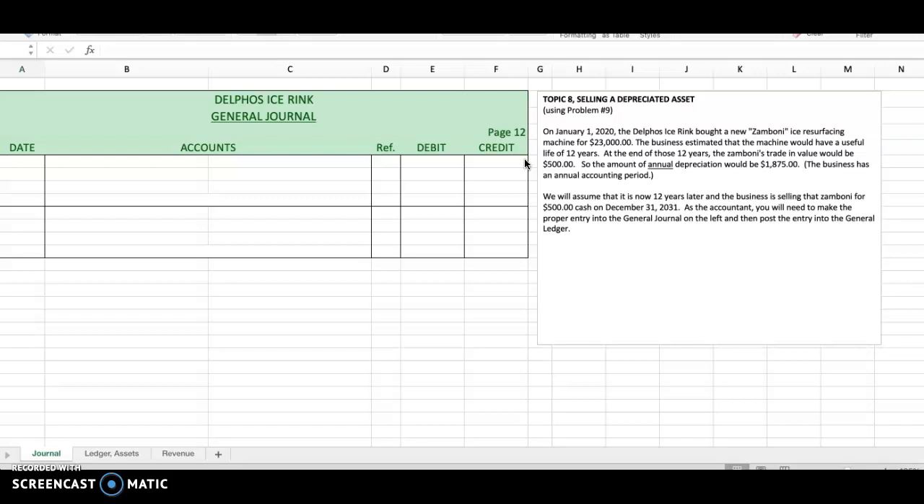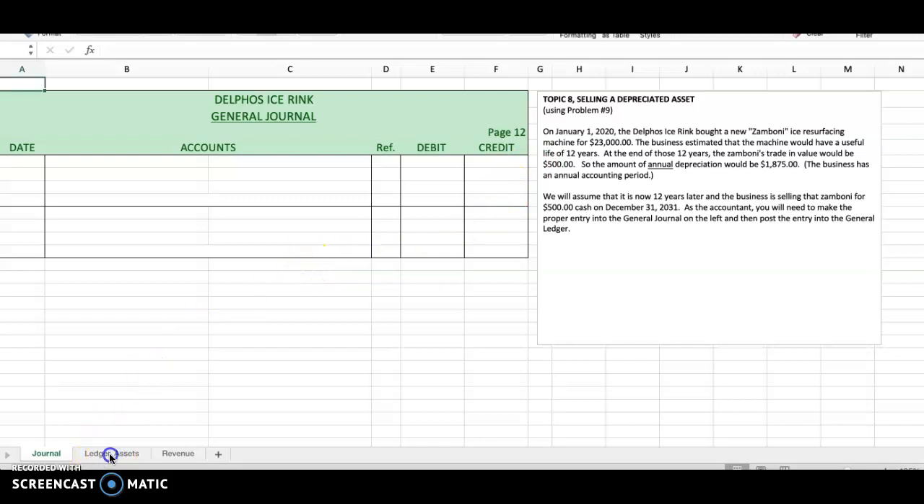So we will assume that the business is going to be selling this Zamboni for the $500 that we assumed it would have as a trade-in value after 12 years. So indeed, we are selling it for $500. We're making it relatively simple here. So on December 31st, in the year 2031, this is 12 years in the future, you need to make the proper entry into the general journal at the left and then post to the ledger. So that's our task. But I want to look at a couple things before we do that.